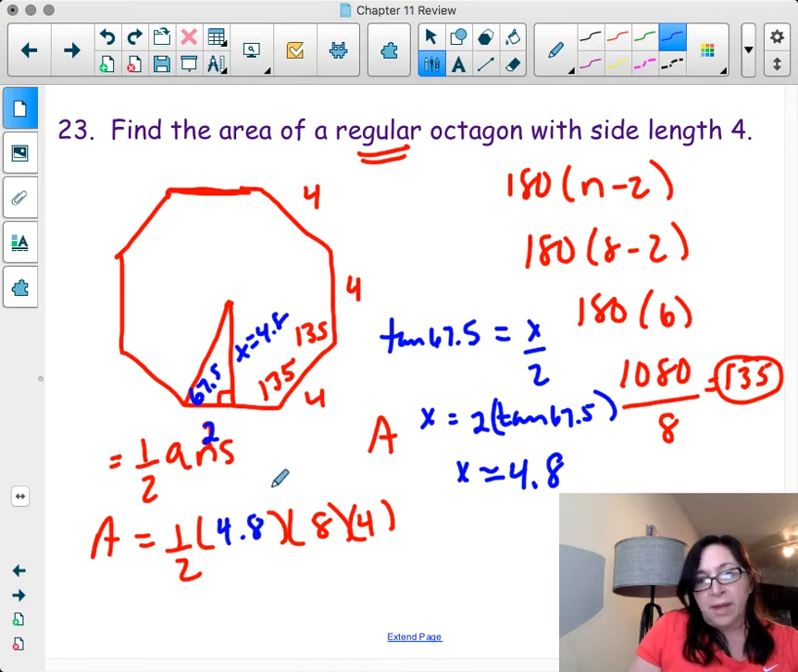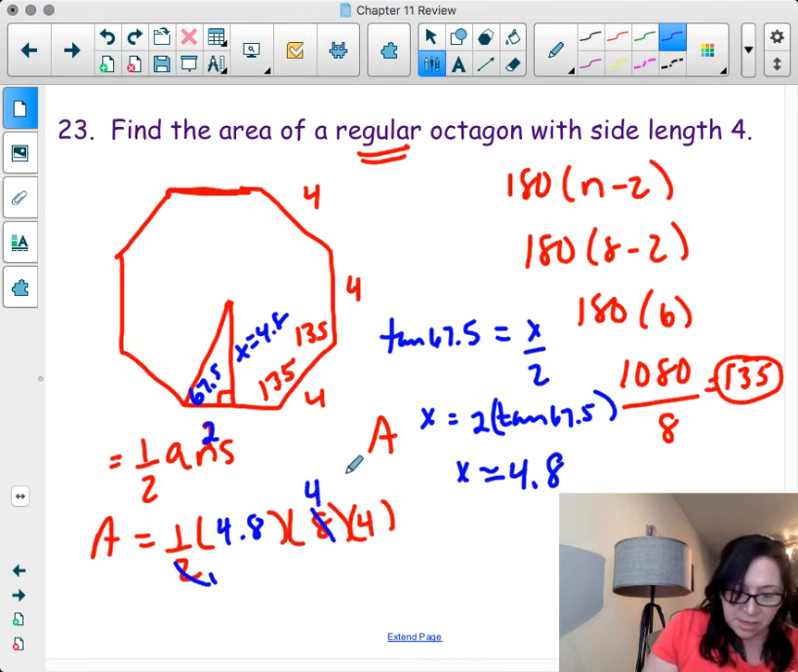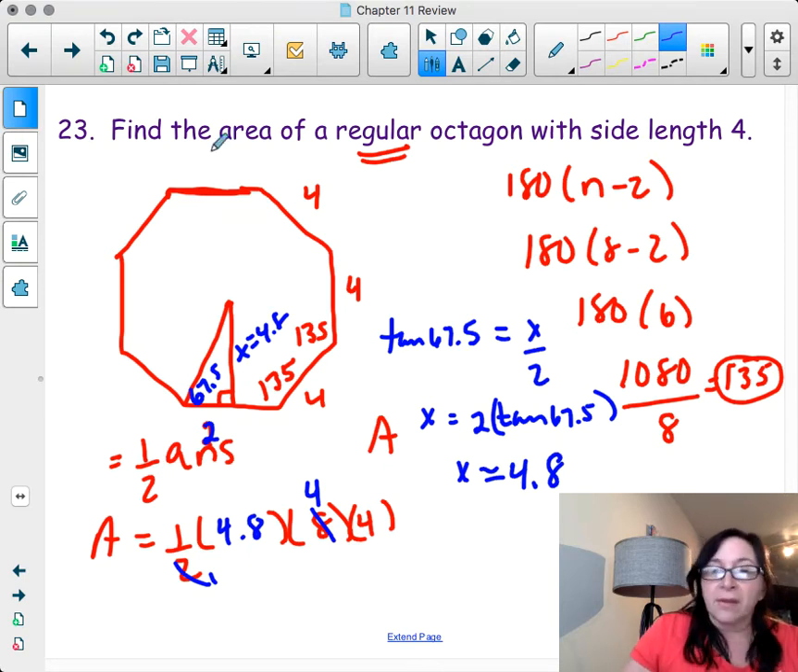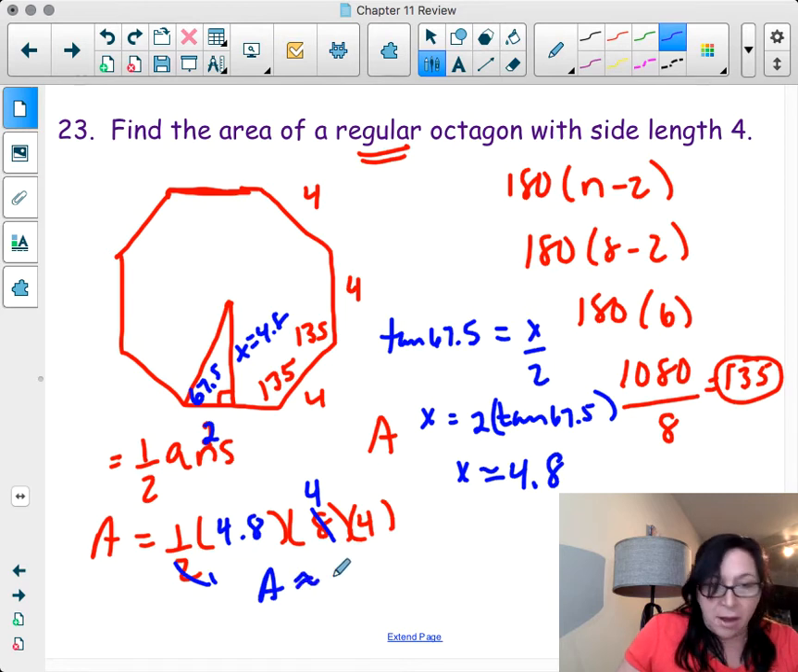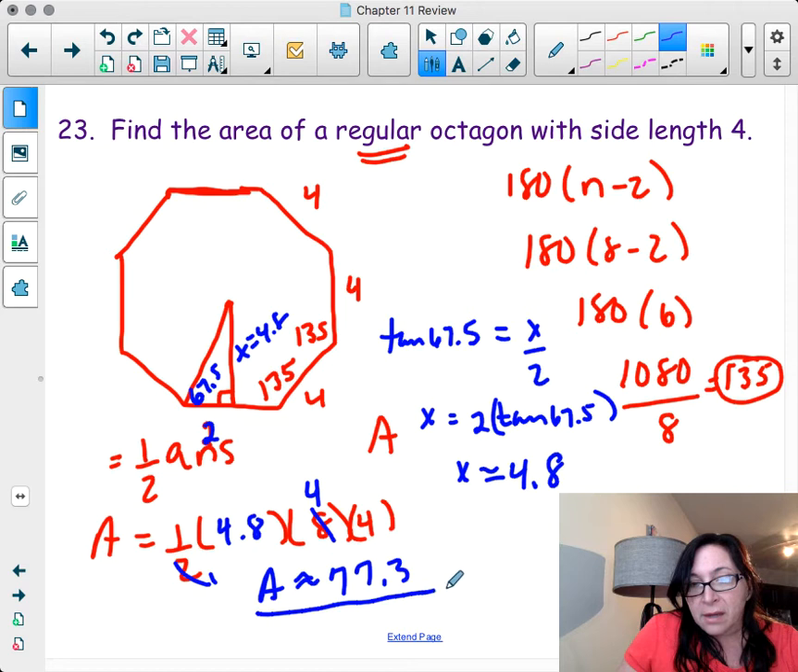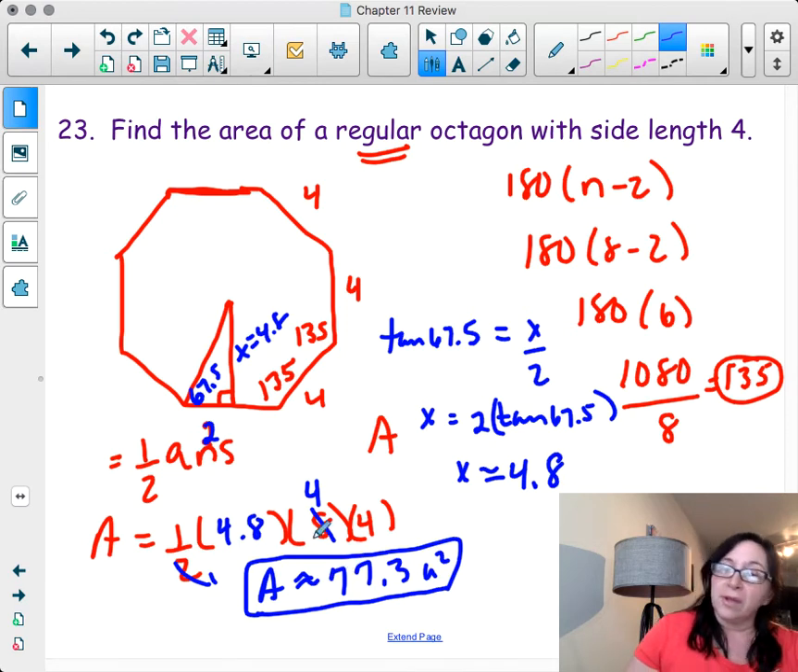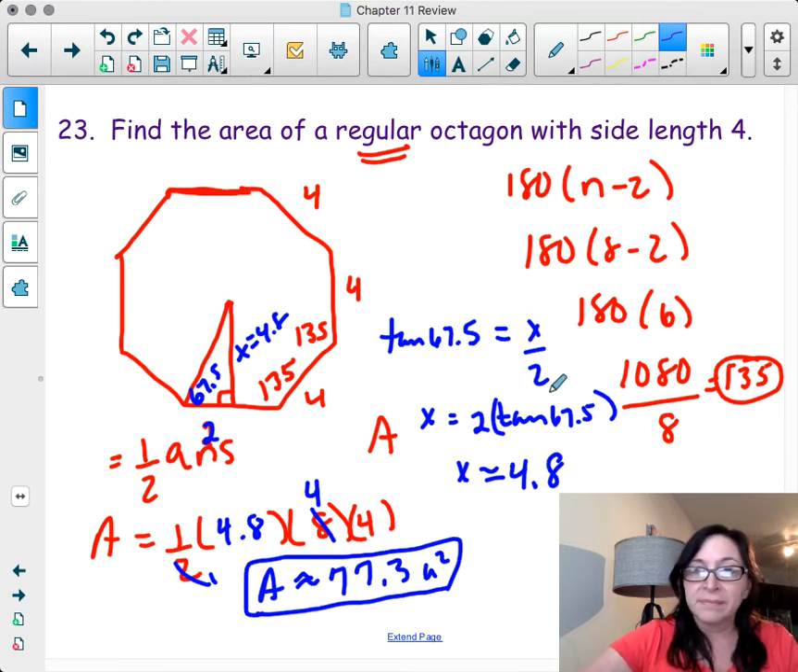I can plug this in here. The 2 can cancel into 8, 4 times. So I have 16 times 4.8. And so the area of this octagon is about 77.3. And this is area, so units squared. You just need to be careful that because you're approximating, you use the squiggly approximation sign for the equal sign.